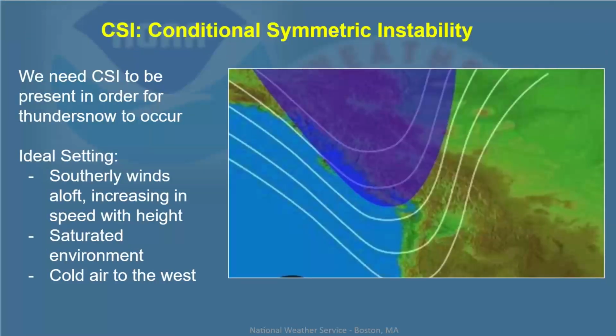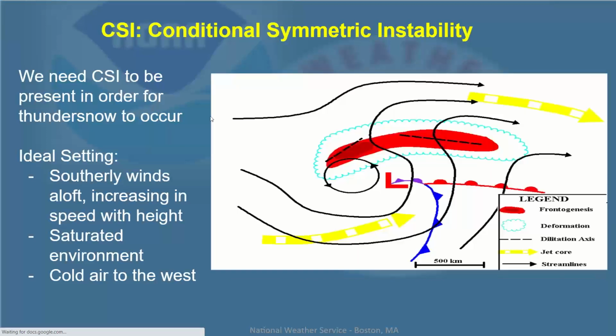So, what does it look like? How do we look at that on a weather map? Well, again, we need this instability to be present in order for thundersnow to occur. So this is kind of a map of an idealized setting. It kind of shows the West Coast, but what we typically look for are these southerly winds aloft, which are increasing with speed with height. So you're going from weaker winds at lower levels to stronger winds at upper levels, and that's typical during the winter when you have a strong jet stream. Again, a saturated environment because you want to release that instability, and cold air to the west. You need some sort of temperature difference in order to help generate the instability.